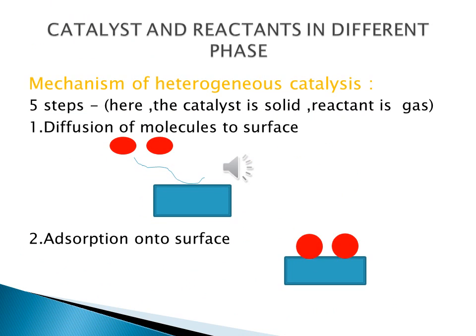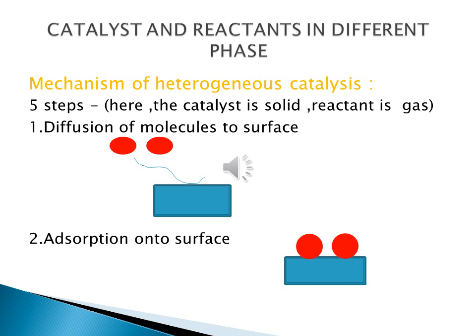Okay, now we are coming to the next important thing. Heterogeneous catalysis, when the catalyst and the reactants are in different phases. There are 5 steps in this. Now I'll assume the catalyst is a solid and the reactant is a gas. You see one blue box like thing, no? That I am taking as the catalyst, and the reactant molecules are the red ones.